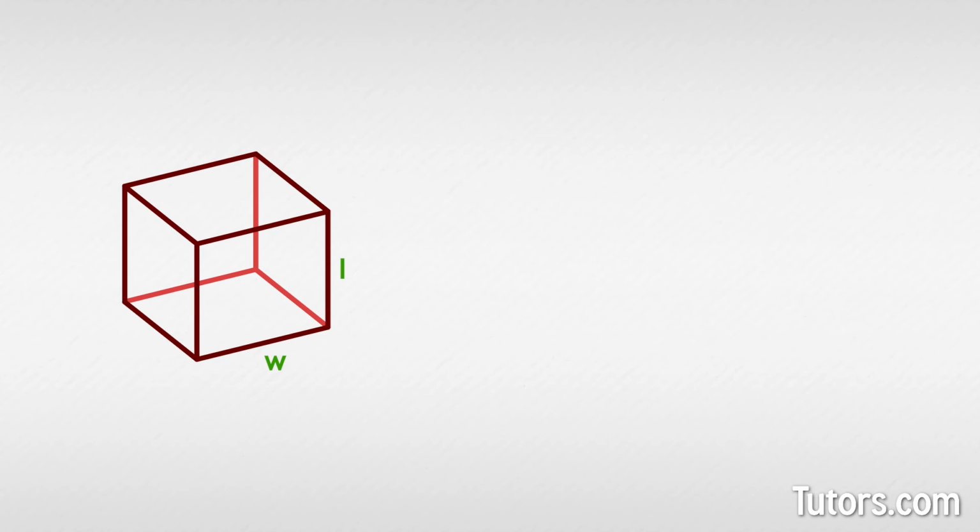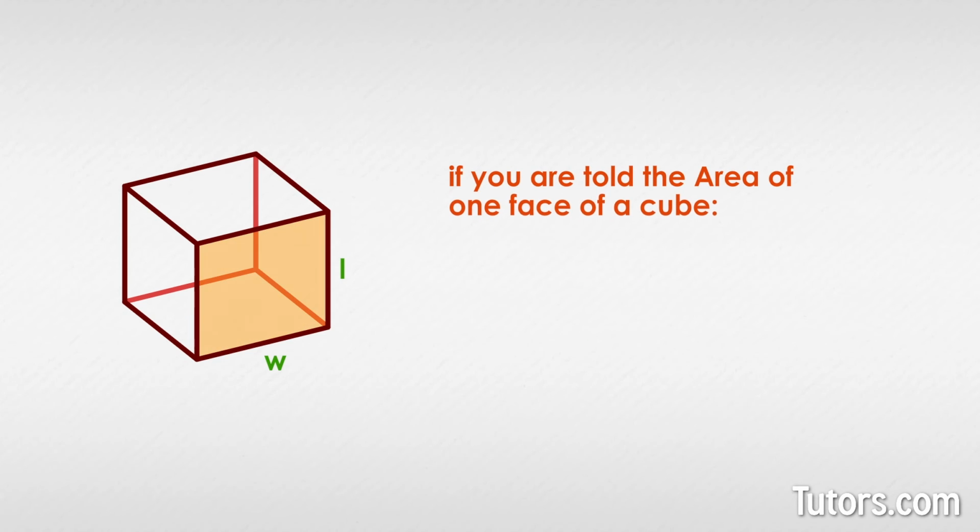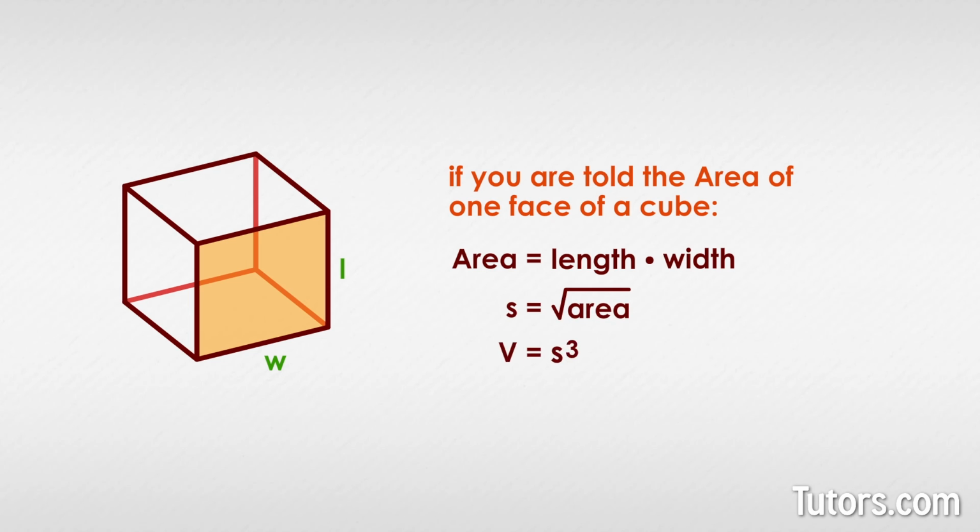Here's another challenge. What if you were told the area of one face of a cube? Can you use that information to find the volume? Yes. The area of one face is the face's length times width. So once you find the width or length, you can apply the volume formula. To find the length of any side, just take the square root of the given area measurement.